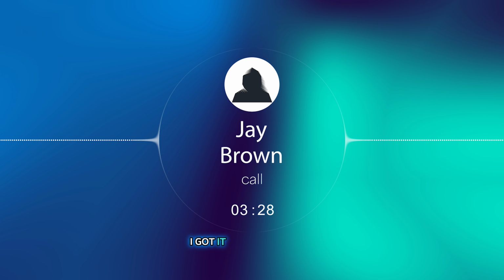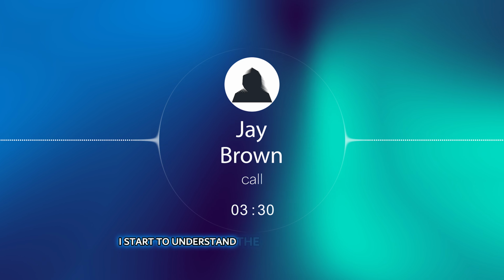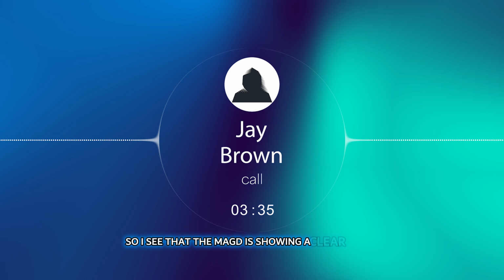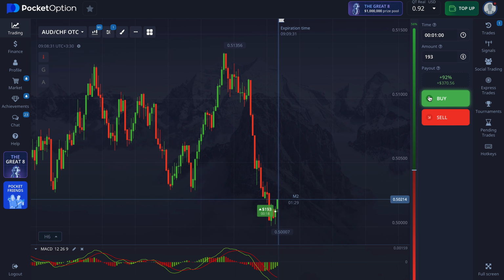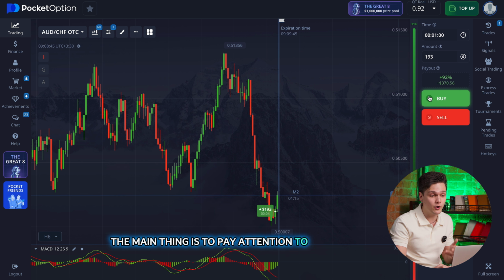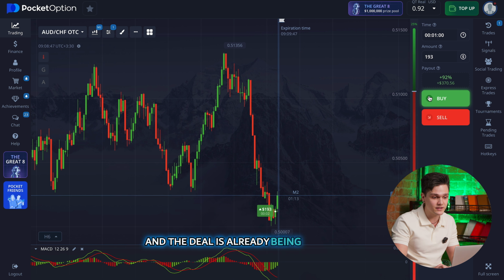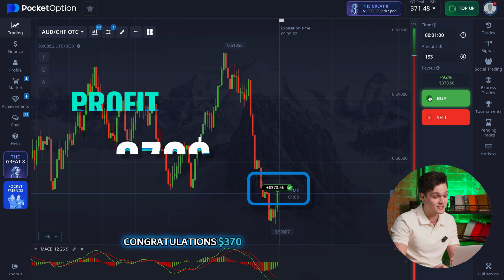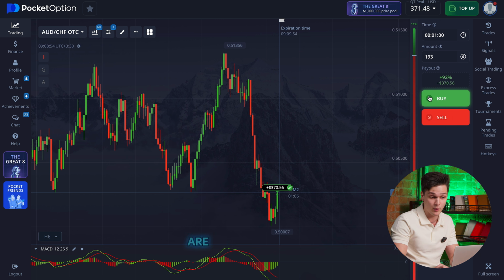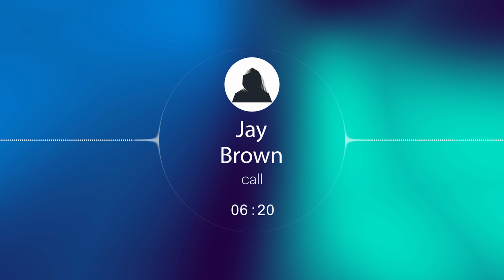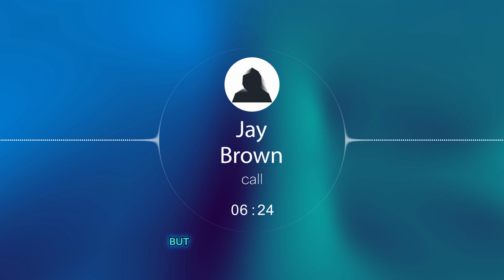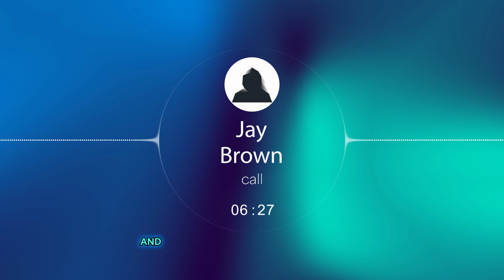I got it. With each trade, I start to understand the system better and better, so I see that the MACD is showing a clear signal. The main thing is to pay attention to all the factors, and the deal is already being completed and is successful again. Congratulations! $370 is already on the balance. We are moving on? Whoa, I really can hardly believe it. I'm very happy with the result, but it's hard to stop, so let's move on.